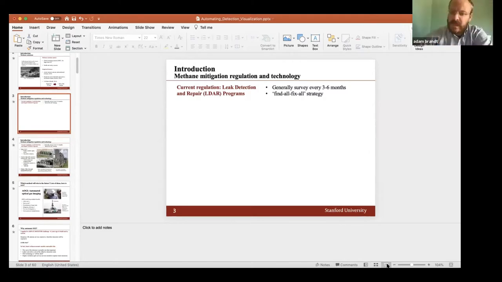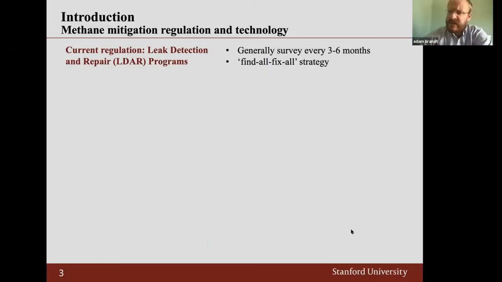So you've got this strategy of pretty infrequent surveys with a find-all, fix-all approach. This is not the only way you could do it. You could imagine a much more frequent survey approach, wherein only important leaks are fixed, for example. So you survey much more frequently and you fix big things quickly and you don't worry about small things. I'm not suggesting that that's optimal. I'm just saying that sampling very infrequently and fixing everything is only one way to think about the problem.